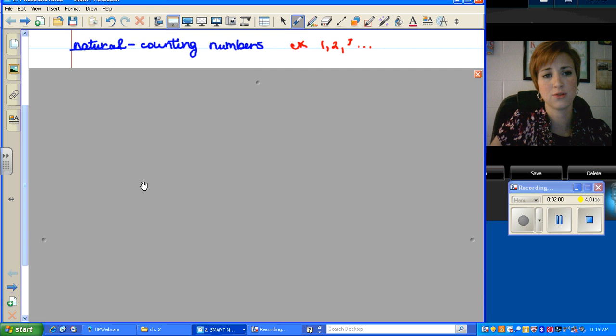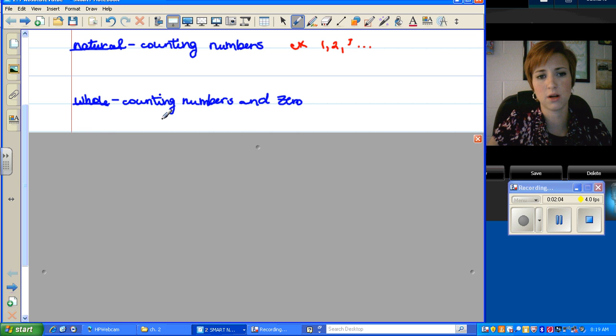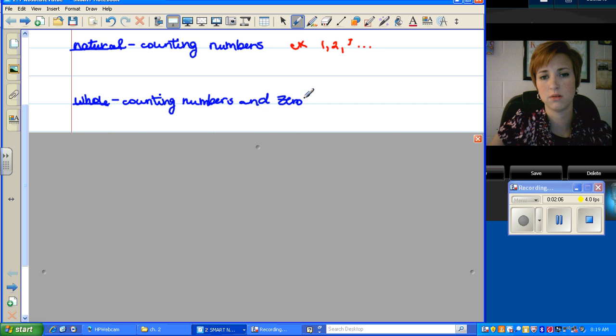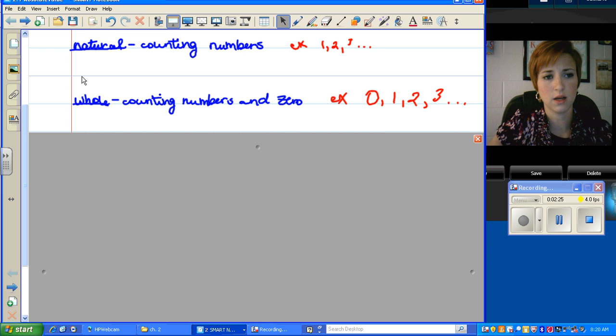Now after natural numbers are our whole numbers. And whole numbers are our counting numbers and 0. So how the first group started with 1, 2, 3, the second group is going to start with 0, 1, 2, 3, dot, dot, dot. So it's natural numbers plus 0.